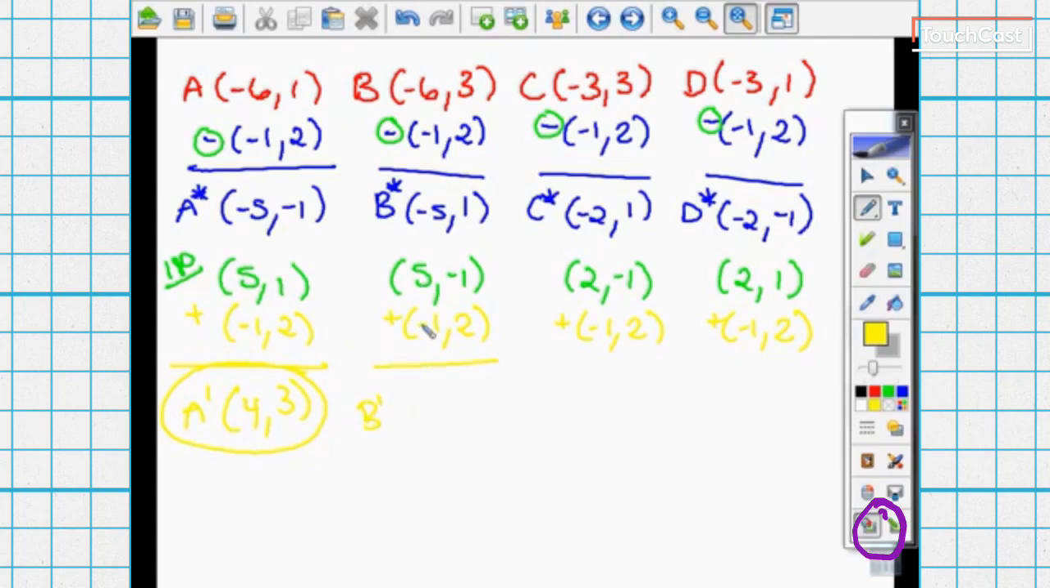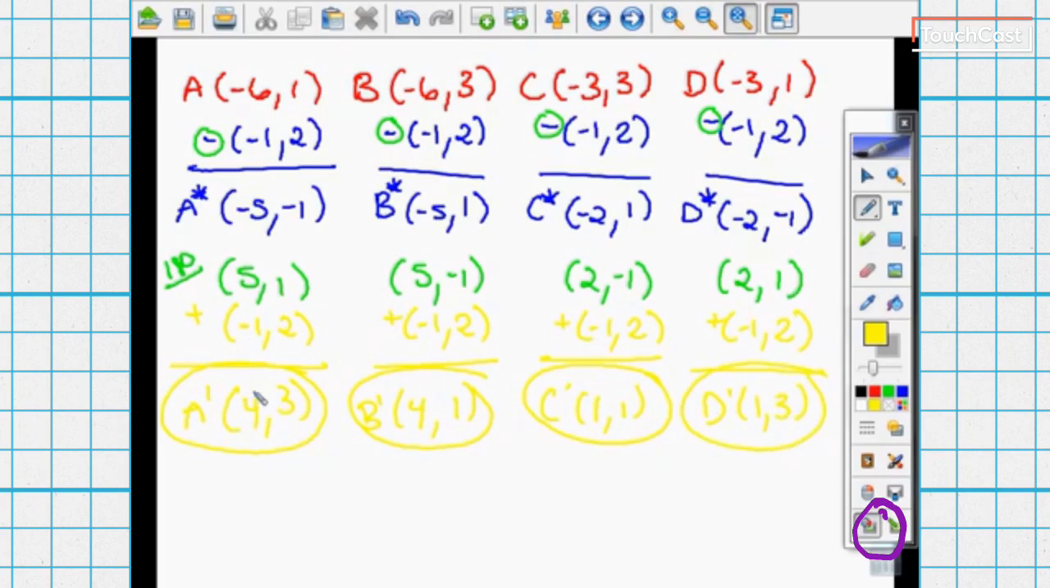B prime, 5 plus -1 is 4. -1 plus 2 is 1. C prime, 2 plus -1 is 1. -1 plus 2 is 1. And then D prime, 2 plus -1 is 1. 1 plus 2 is 3.